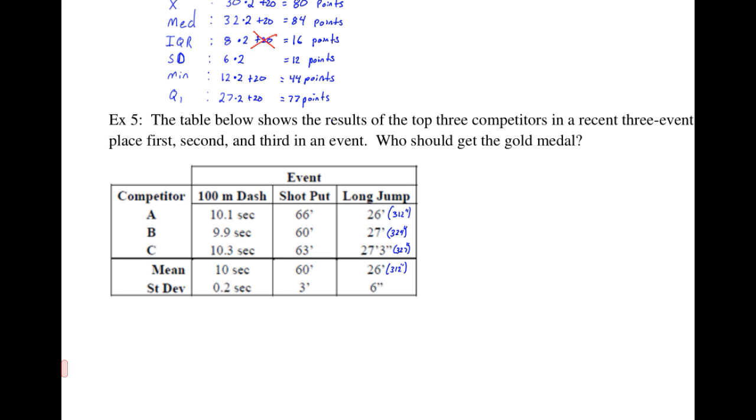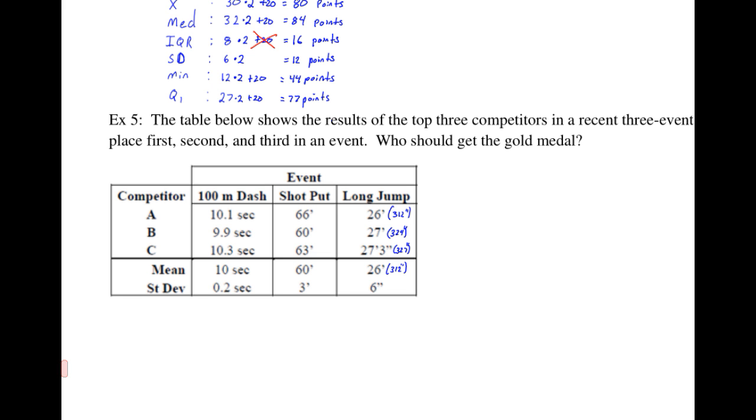Long jump, the longer we jump, the better. So if you jump further than the mean of 26 feet and get a positive z-score, that's good. The more positive it is good. If you jump below 26 feet, that's a short long jump, you would get a negative z-score, which is bad. It's taking away from your score.